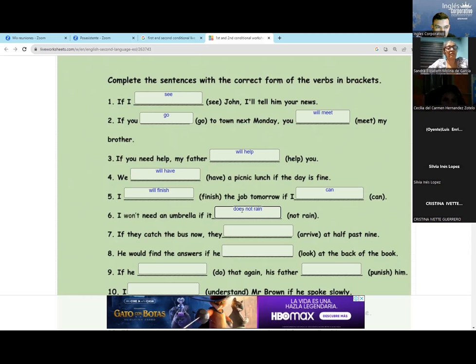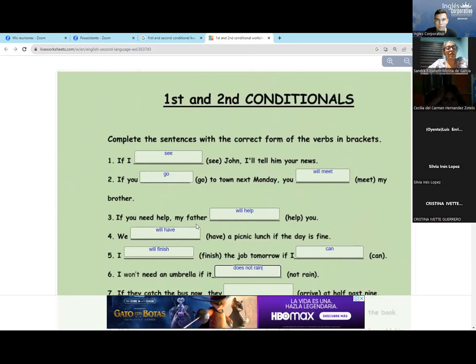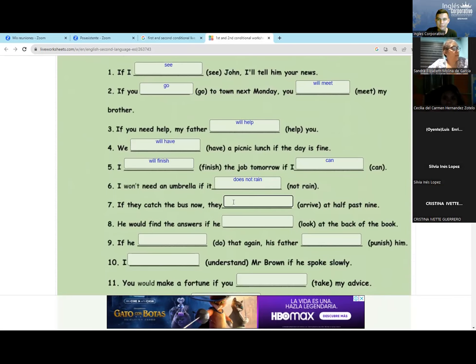Okay, good. So far, so good. Number seven. If they catch the bus now, they will arrive at 9:30. He would find the answers if he looked in the past.